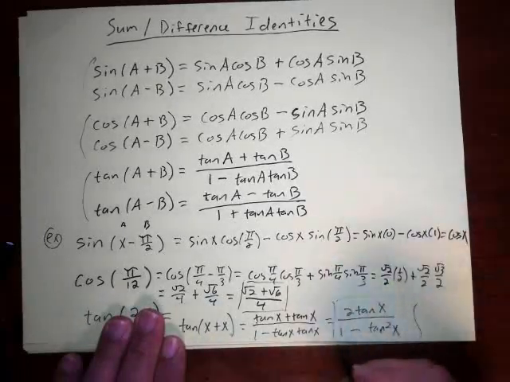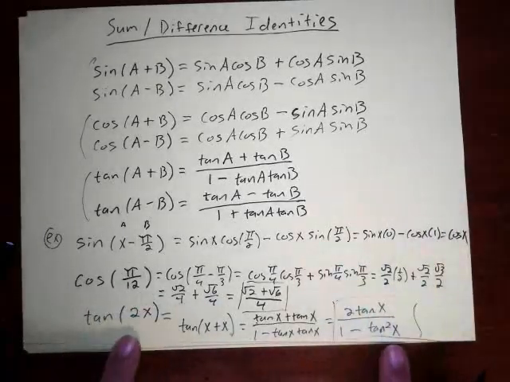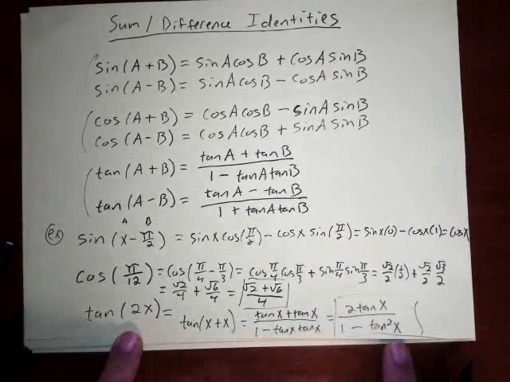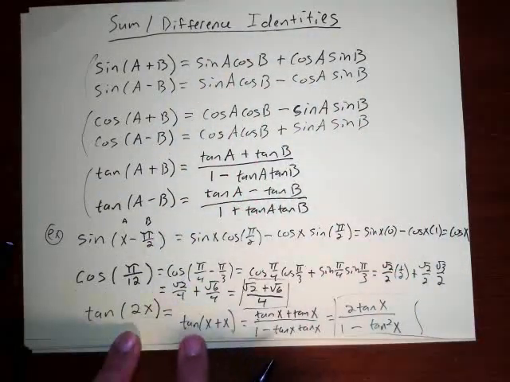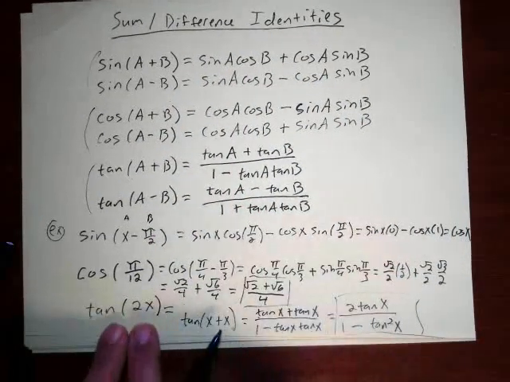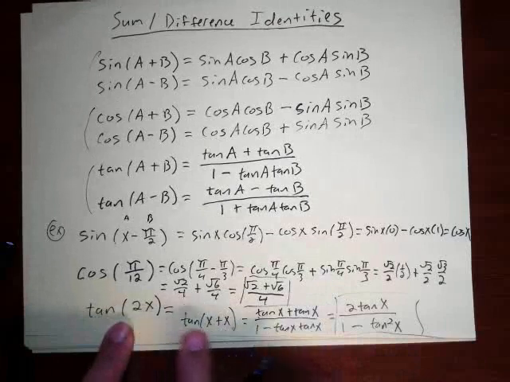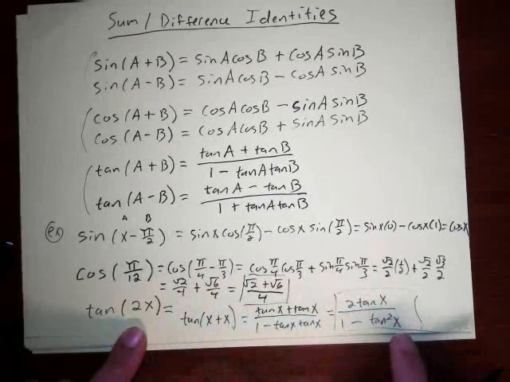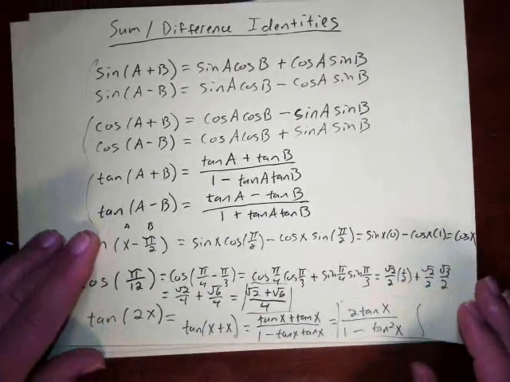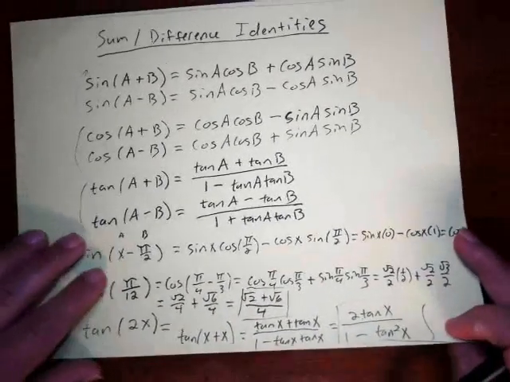And I would get this. And this is actually one of the double angle identities, which is the last thing we're going to look at. They are clearly related to these, and this shows you how. A double angle identity is when you have a 2x inside, and it breaks it down so that you have a single angle inside. Okay, and that would be the double angle identity for tangent.